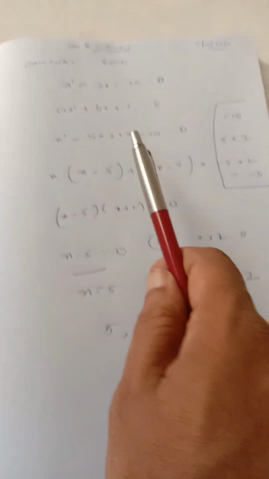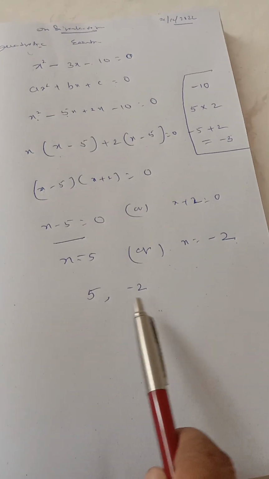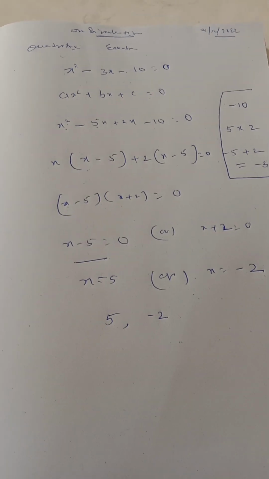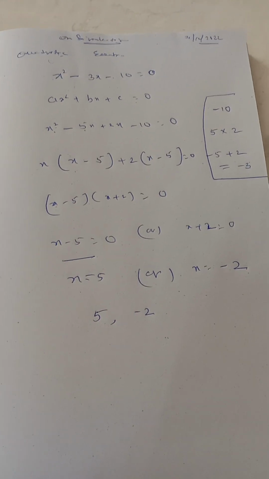So the solution of the quadratic equation x square minus 3x minus 10 is equal to 0 is either 5 or minus 2. This is the method to find out the solution of the quadratic equation by splitting up of the middle term.